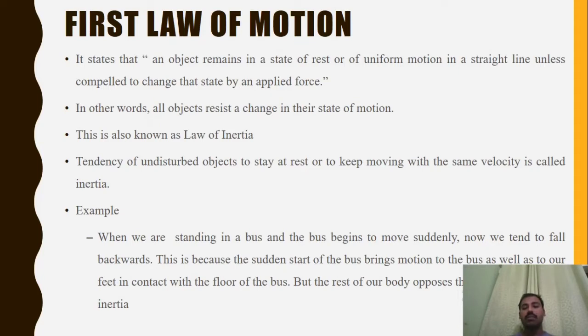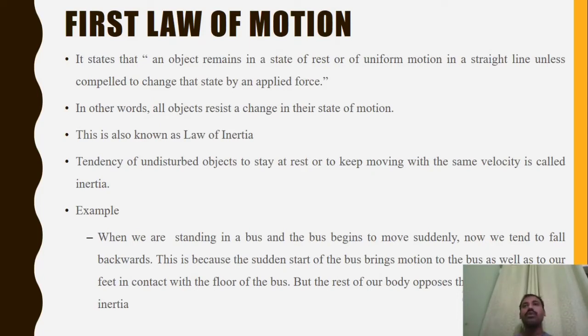When we are standing in a bus and the bus begins to move suddenly, we tend to fall backwards. This is because the sudden start of the bus brings motion to the bus as well as to our feet in contact with the floor of the bus. But the rest of our body opposes this motion because of inertia. That is, if the bus suddenly starts to move in the forward direction, we will lean backwards, or fall backwards, due to the force of inertia.